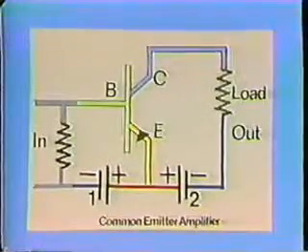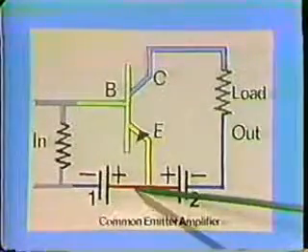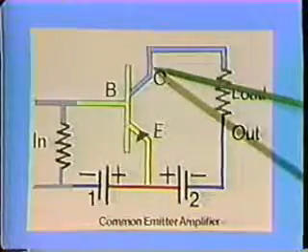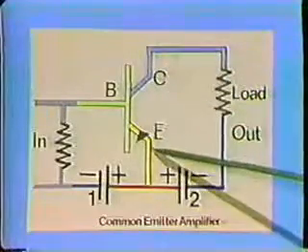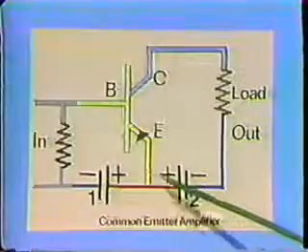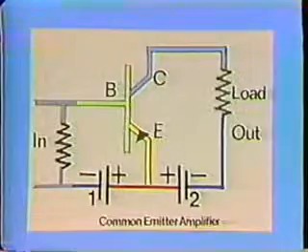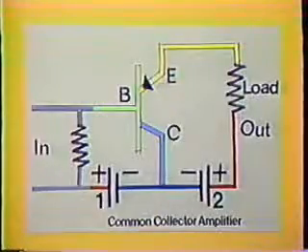This is a common emitter amplifier. The input signal is applied between the base and the emitter, and the output is taken between the collector and the emitter. The emitter is common to both the input and the output, hence the name common emitter.